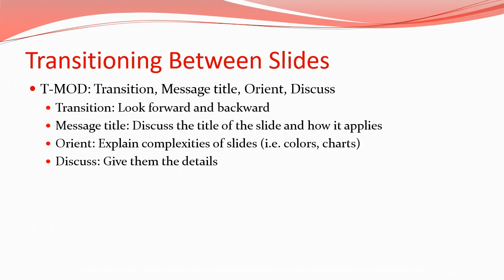In terms of transitioning between slides, our text has a term called TMOD: Transition, Message, Title, Orient, Discuss. Here's what that means. We go from one slide to the next. Maybe we refer to what we just talked about, and we look at what's coming next as well. Look at the title of the slide. Tell people what that is all about. Orient, meaning we're talking about any of the images or complex parts of the slide we're about to talk about, and then discuss it.